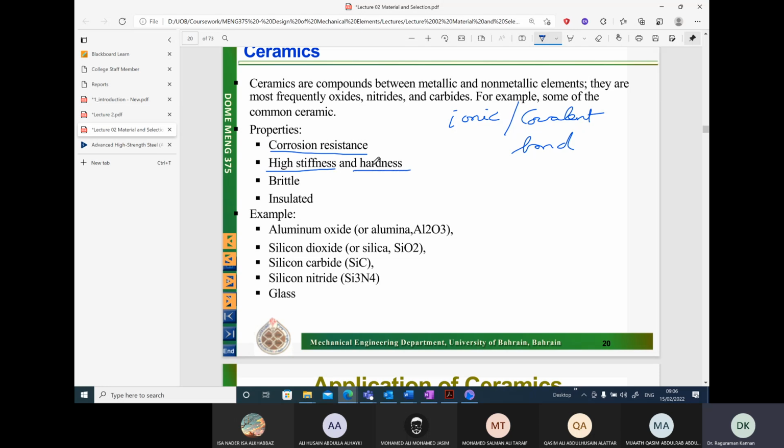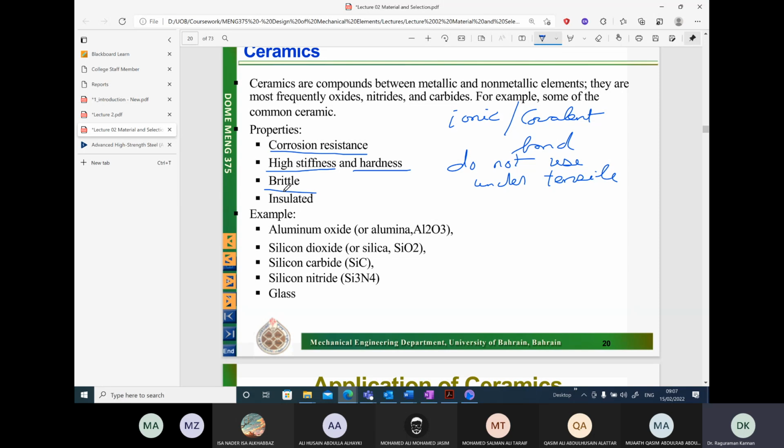But all these properties obviously lead to brittleness of the material. So ceramics are usually very brittle, cannot undergo plastic deformation, and will undergo fracture catastrophically. So we cannot use them under tensile loads. Usually we do not use ceramics under tensile loads. However, we use ceramics under compressive loads. Cement is extensively used under compressive loads.